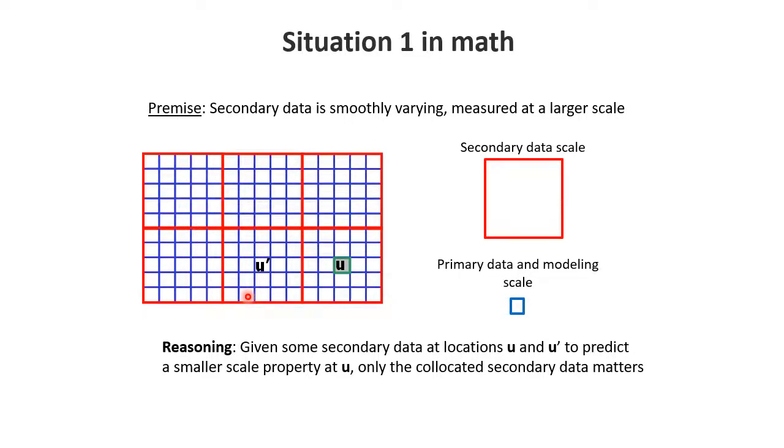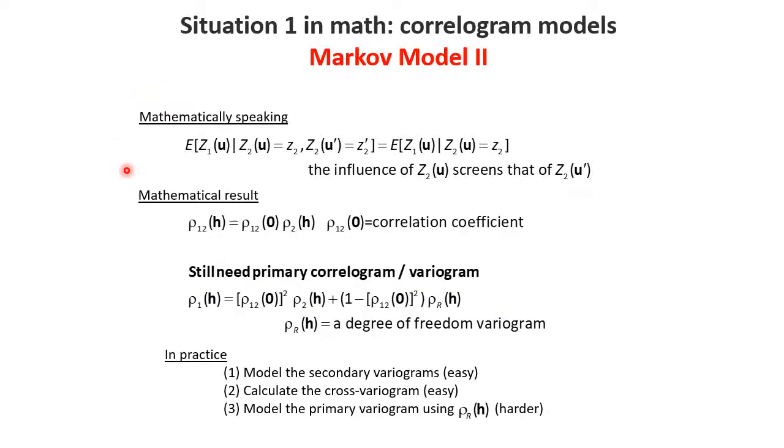So what we're saying is, if I am at this particular point here, and I want to estimate some blue over here, I don't need to use this red data. I only need to use the collocated data over there. Okay, so what does that mean? This is called the Markov Model 2. And so you'll think, yeah, what about the Markov Model 1? Well, that comes later. That's situation 2. So in this situation, we're saying, as expressed before, that the conditional expectation of a primary variable at location u given two secondary variables at other locations is conditionally independent, so that returns simply to the collocated one.